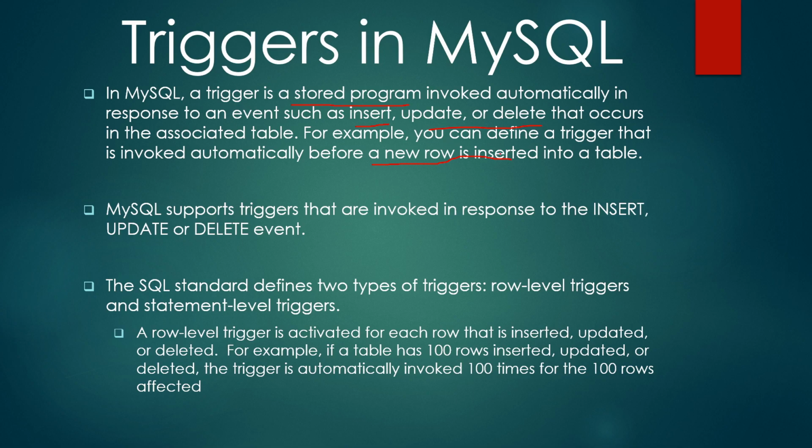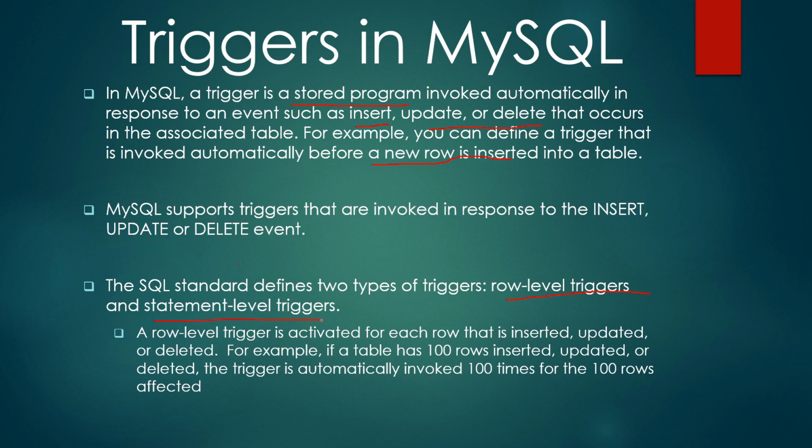For example, you can define a trigger that is invoked automatically before a new row is inserted. So whenever a new row is inserted into a table, before that the trigger can be invoked. So you can define accordingly. MySQL supports triggers that are invoked in response to the insert, update, or delete event. So MySQL does support triggers that are invoked in response to these statements. The SQL standard defines two types of triggers, row level triggers and statement level triggers.